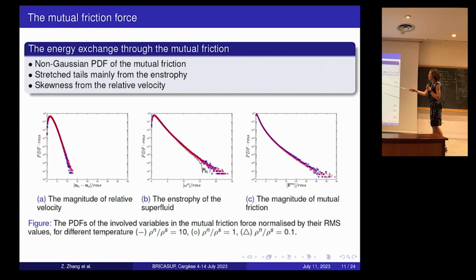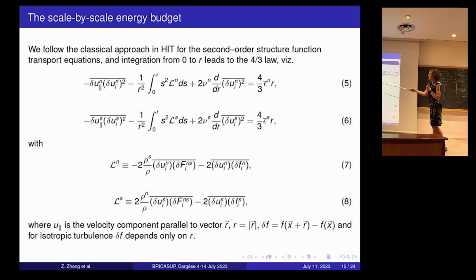So we see exponential tails, and that is associated with the exponential tail of the entropy of the superfluid, and also the dissymmetric value of the magnitude of the relative velocity. So contributions from the two terms are here. We go now to the transport equations.